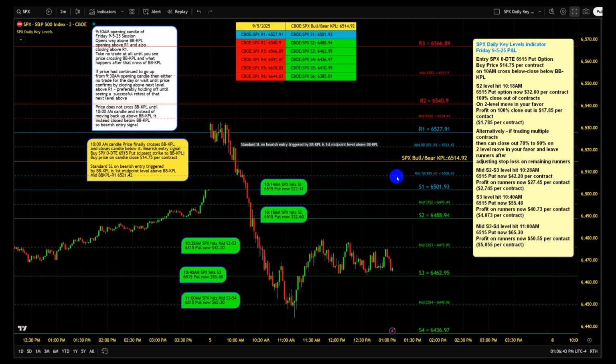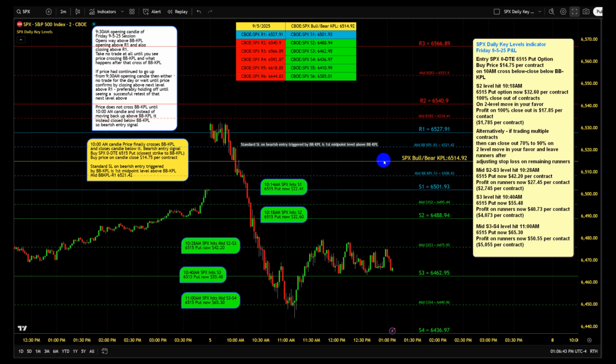The midpoints above and below the BBKPL are your standard stop loss levels for entries triggered from the BBKPL. So in the case of a bearish entry, which would be a cross below and close below the BBKPL, your standard stop loss for that bearish entry is the first midpoint level above the BBKPL, which is the mid BBKPL R1. So for today, that's 65.2142, and the Bull Bear key price level for today is 65.1492.